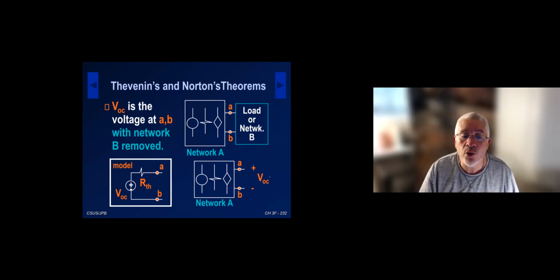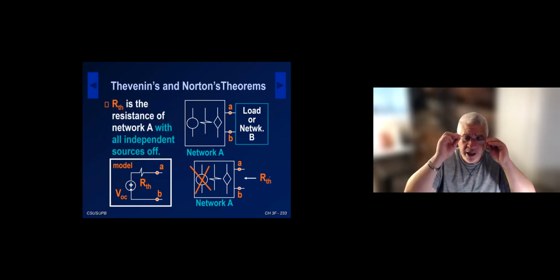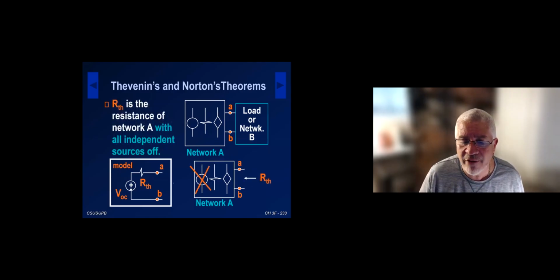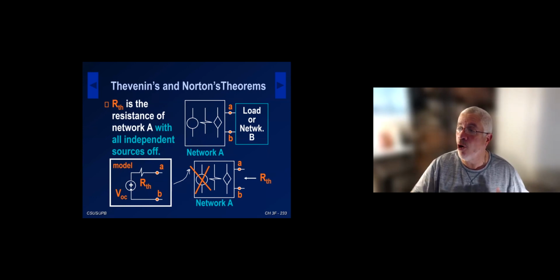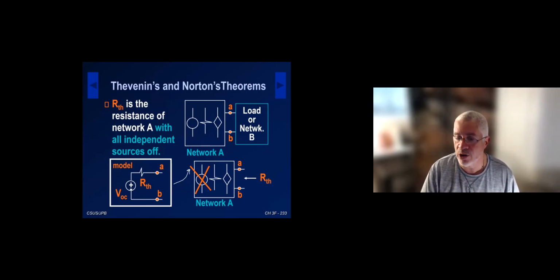So that's VOC. How do we find RTH, or Thevenin resistance? You're going to see my kind of nomenclature when I do the crosshair thing. That means turning off all independent sources. You know it's an independent source because I have a circle as my symbol, as opposed to a diamond, which is the dependent source. We never turn off dependent sources. No situation we do. So this means turning off all independent voltage sources and all independent current sources.